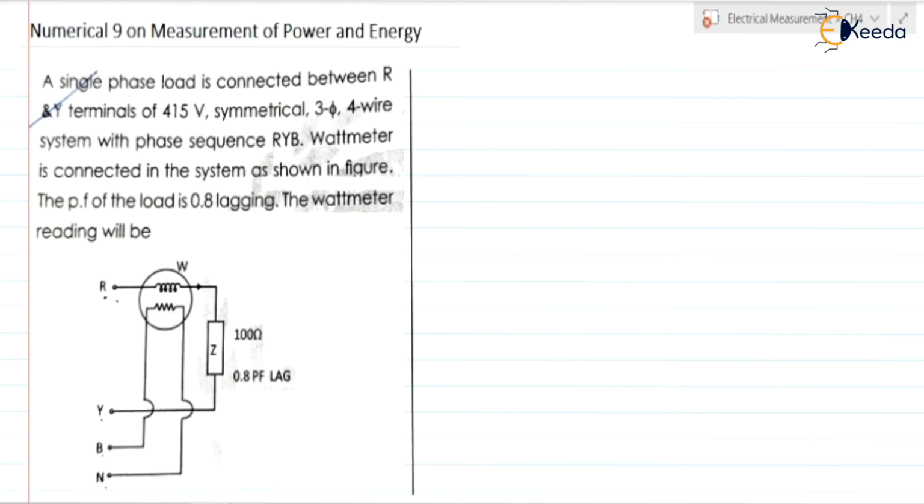The line voltage is given. It is 415 volt. Okay, line voltage is given. It is equal to 415 volt. Right.